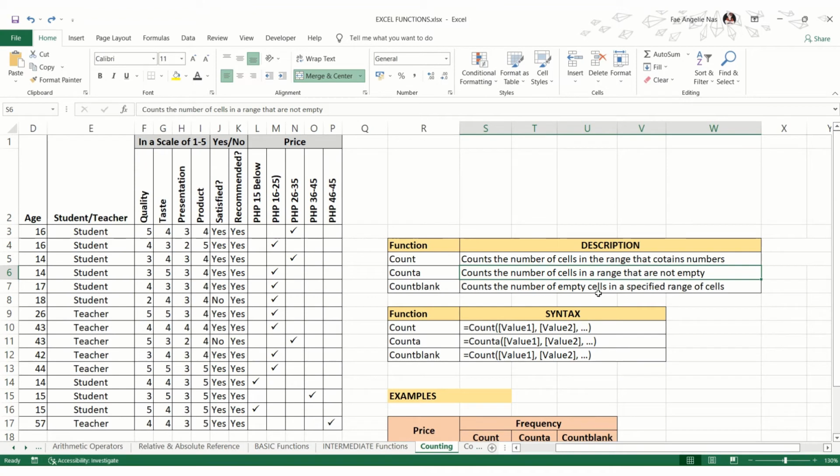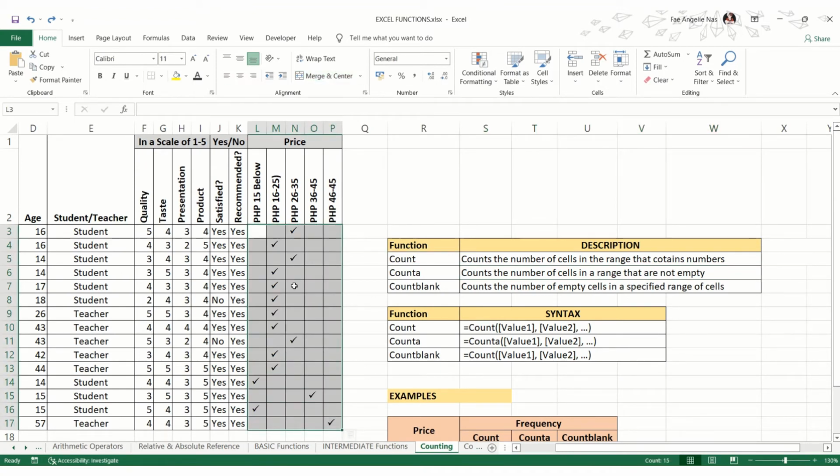So for example, you would like to apply this in this section. So how many taste testers agree that your product can be sold at a price of 16 to 25 pesos. So we would like to know how many agree. So these are not number values. So these are characters, so check marks. So how do we count this? So we can use counta function or count a function.